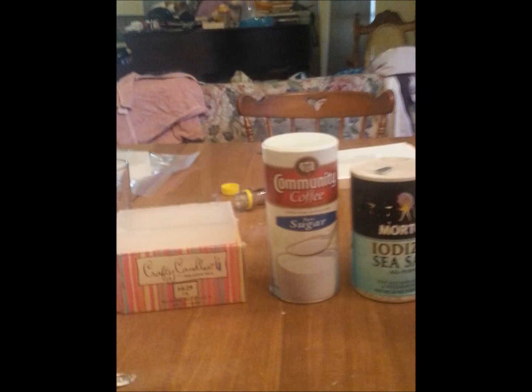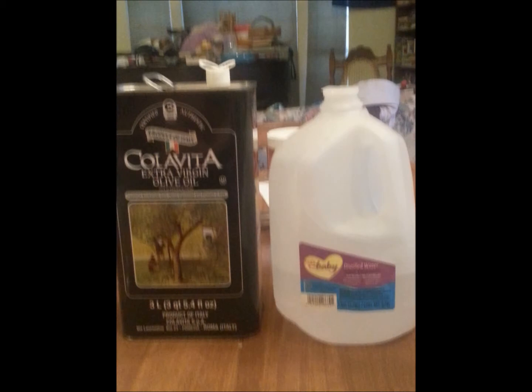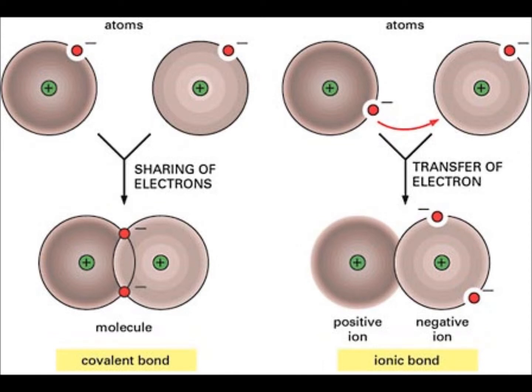In my experiment, I used polar covalent, nonpolar covalent, and ionic bonds. The salt was ionic, the sugar was polar, and the paraffin was nonpolar. For the actual liquids, I used polar water and nonpolar olive oil. Because of the way these bonds form, they can only form with similarly structured atoms.